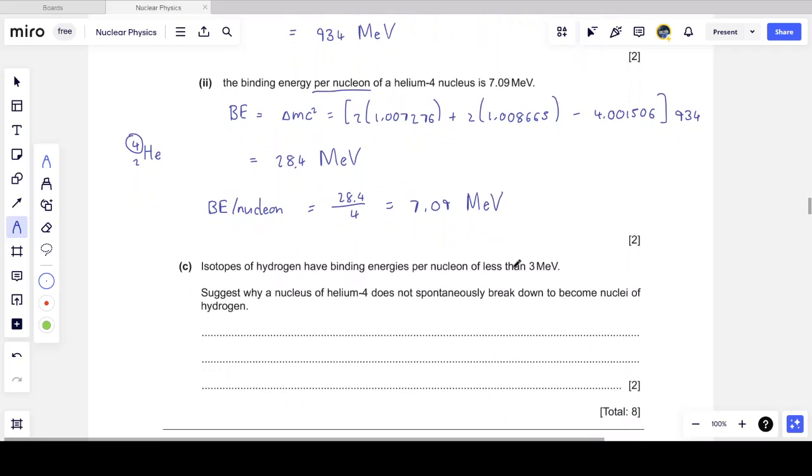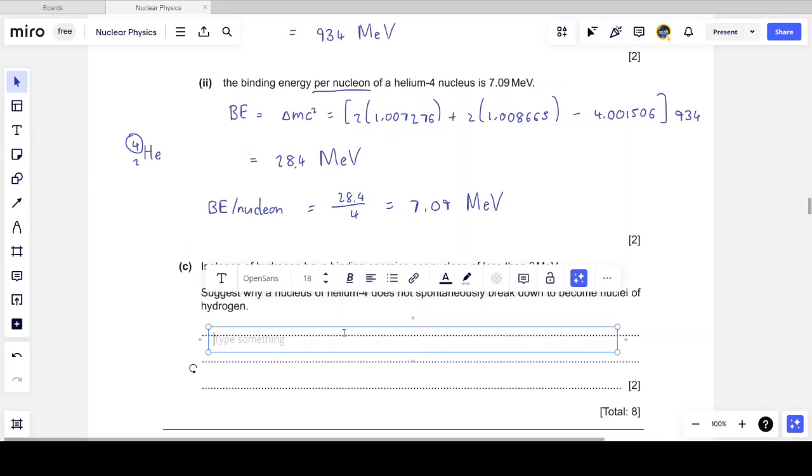We are then told in part C that isotopes of hydrogen have binding energies per nucleon of less than 3 mega electron volts. And we are to suggest why a nucleus of helium-4 does not spontaneously break down to become nuclei of hydrogen. So there's a few possible answers, but the one that makes the most sense is if you look at the binding energy per nucleon, we know that there's a relationship between the binding energy per nucleon and stability. Now, the binding energy per nucleon is not just higher for helium-4 than the hydrogen isotopes, which are around 3 mega electron volts, but much higher.